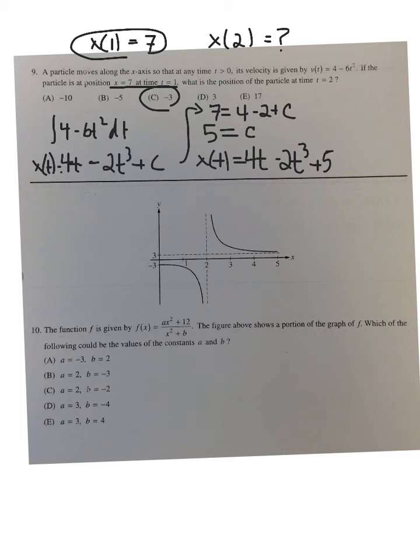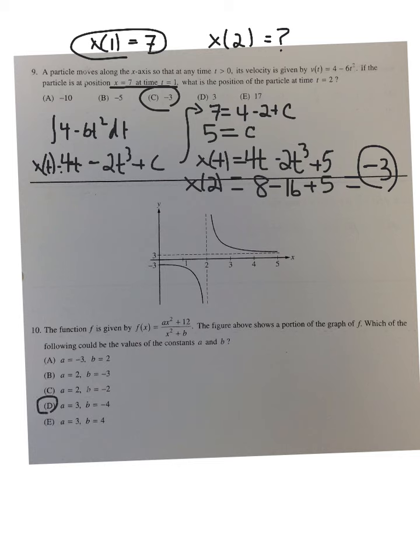And then lastly, what they want you to do is they want you to plug in, if we look right here, they're asking you to plug in 2 everywhere you see a t. Okay? And when I do that, and I plug in 2, I'm going to get 8 here. Here I'm going to get minus 16. And then I'm going to add 5. And that's going to give me negative 3 as my answer. Okay, so the answer for number 10 is D.